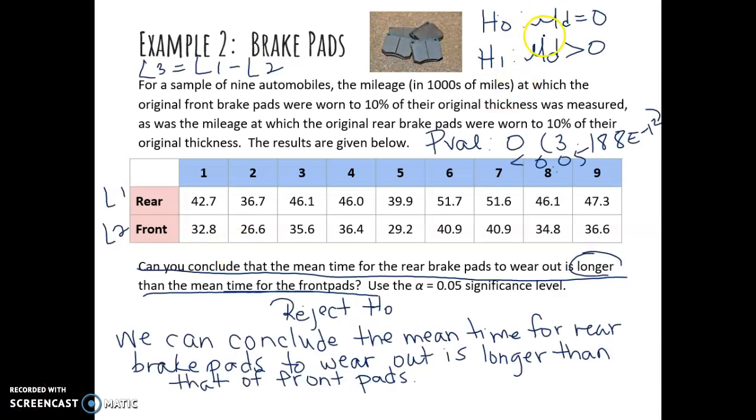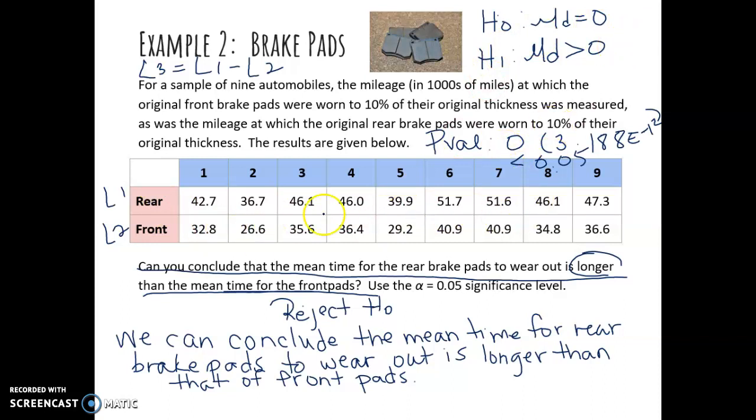Okay, for the null, we did mu d is equal to 0 and mu d is greater than 0 for the alternate statement. For L3, I did rear minus front, L1 minus L2. And because we were saying that it's longer, that's why I chose greater than, because if rear is longer, when I subtract, I'll get a positive number, which is greater than 0.